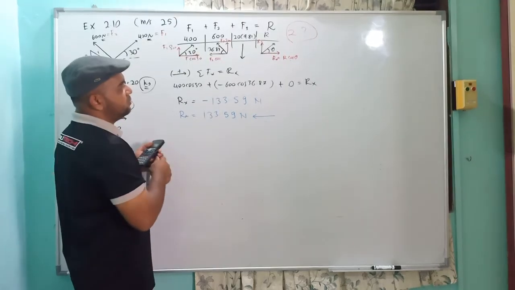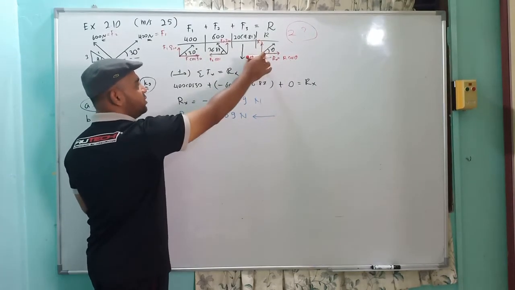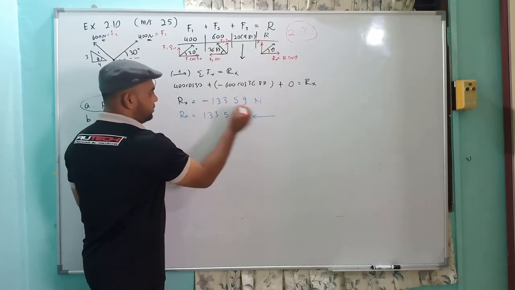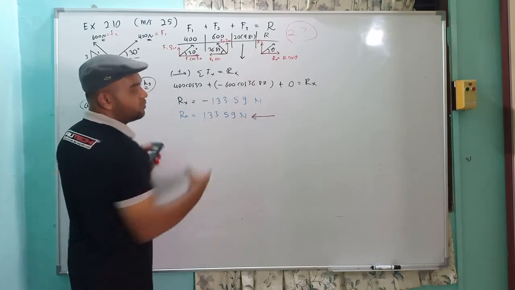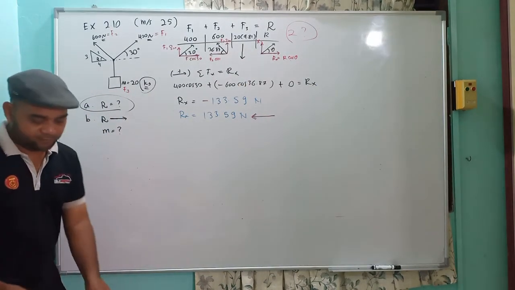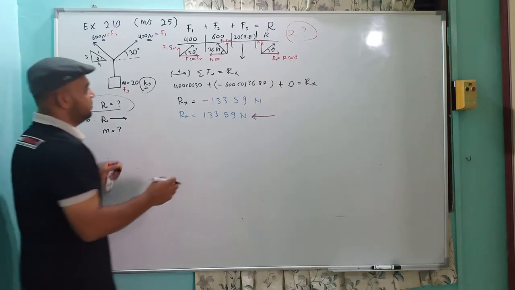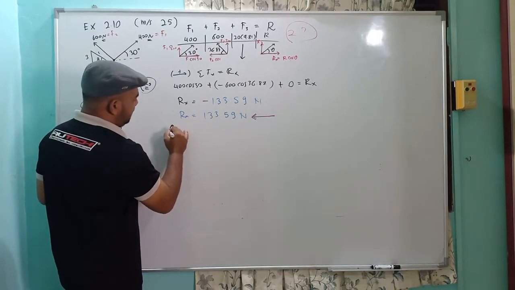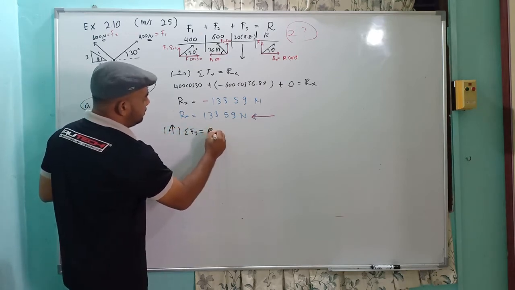Okay, because we only assume the direction, so once we get negative, it means that it is the opposite direction. So this is negative, so the real one is positive and in the opposite direction from our first assumption. So now we have the Rx. Okay, so we'll do the same thing to get the Ry. Choose one direction as positive, sigma Fy equal to Ry.